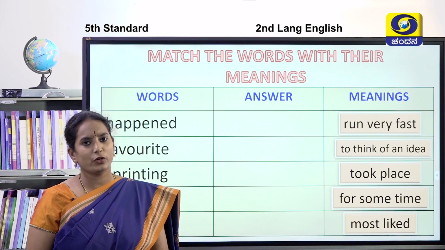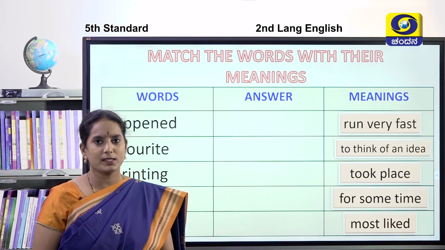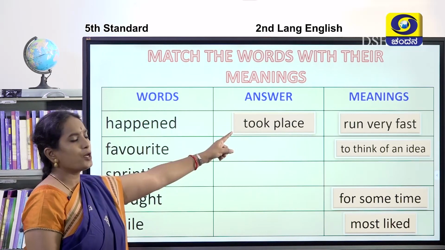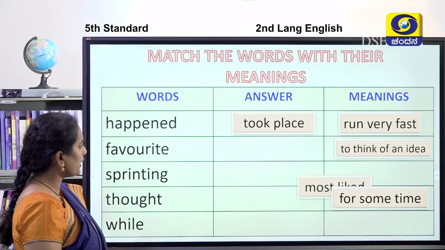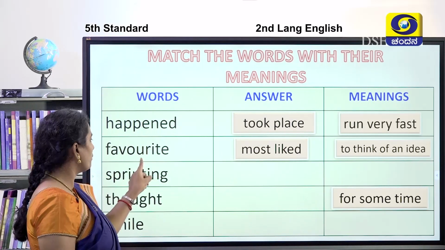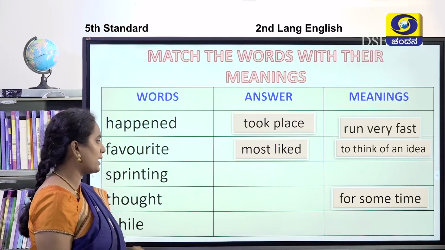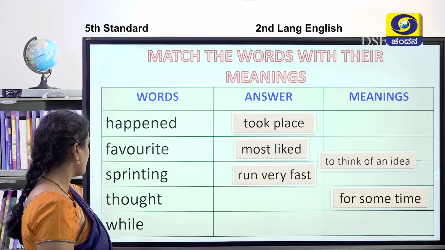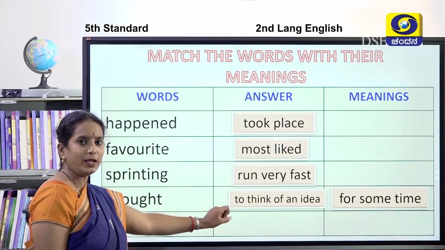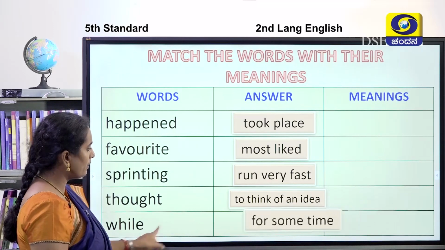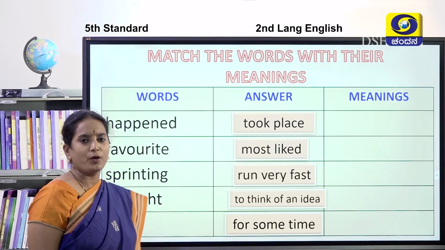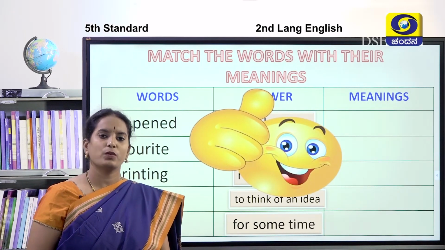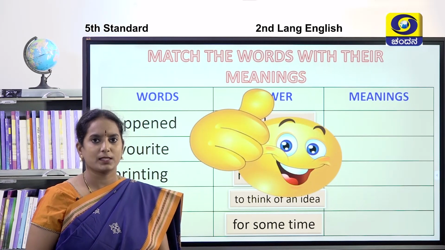Children, are you all ready with your answers? Shall we check your answers? Yes. Happened. The meaning for happened is took place. Favorite, most liked. The word favorite meaning is most liked. Sprinting, run very fast. Thought, to think of an idea. While, for some time. Those who got the answers right, very good, well done. Others, you can practice the words and their meanings.